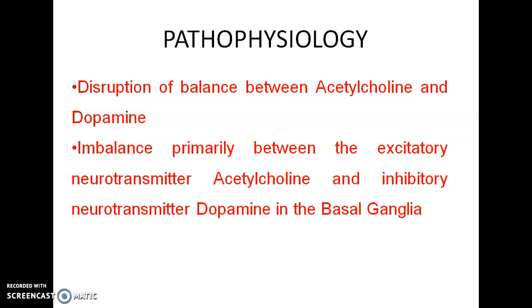As we know, the imbalance is primarily between the excitatory neurotransmitter, that is acetylcholine, and inhibitory neurotransmitter, that is dopamine, in the basal ganglia.